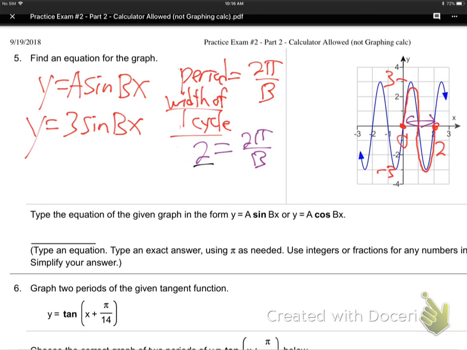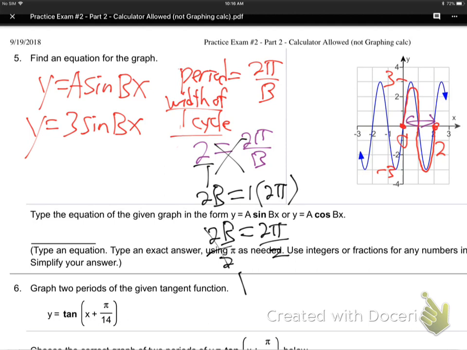There's probably a lot of ways. I just put it over 1, go diagonal, diagonal. Usually when I have fractions, I just cross multiply. I found that's easy for students. So like that, 2b equals 1 times 2 pi. So 2b is 2 pi. Last step, divide by 2. b is pi, isn't it?